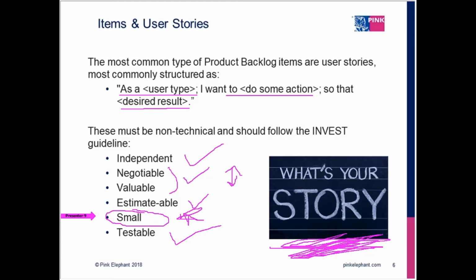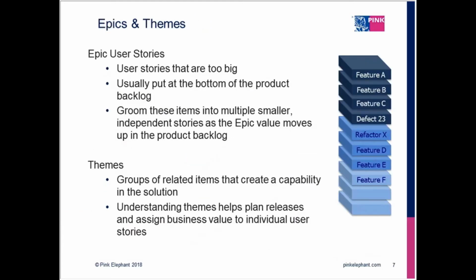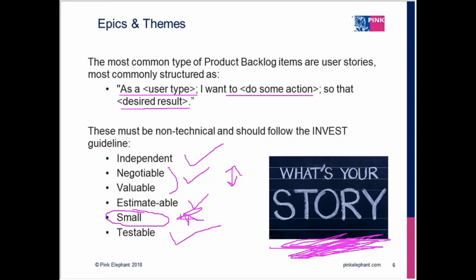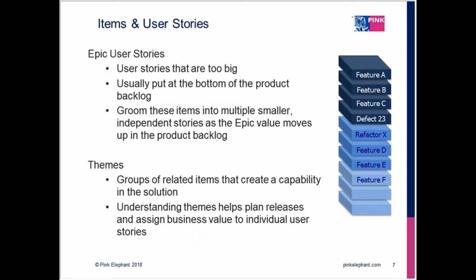So we'd have to do another definition, epics and themes. So when we're talking about this product backlog, and we go back here and we talk about breaking things down to small components, again, Agile and Scrum want to be efficient. So an epic is a user story that's too big, meaning that the story has not been broken down based upon that INVEST small principle.